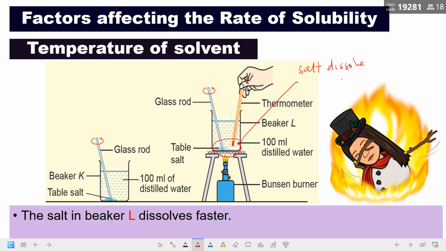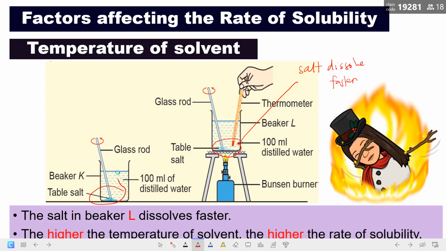You can try this at home. You can tell your parents, Ponchina asked me to do an experiment at home. Take hot water and cold water. Don't burn yourself, okay? And then put the blame on me, please. You're big boys and big girls already. Then you try the other one without heat. So the higher the temperature, the higher the rate of solubility, because when it is hot, it becomes soluble faster. That's the concept that you are going to understand.